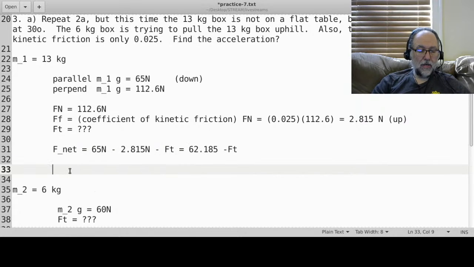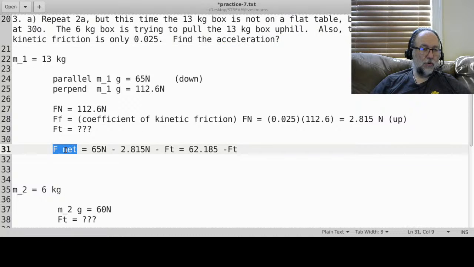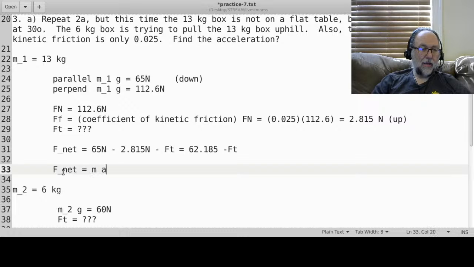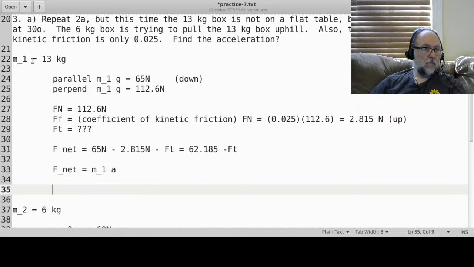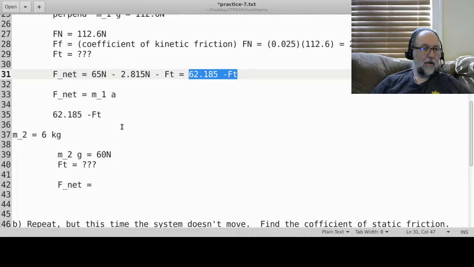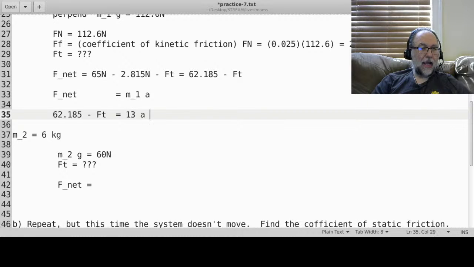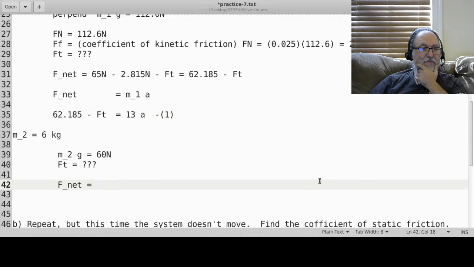And we're going to use that in Newton's second law. Remember, to get to the acceleration you go through F net, and here's the formula that connects F net to ma. It's m1a because we're talking about the 13 kilogram. For F net we're going to write in this expression. Again, we can't do any better because we don't know Ft yet. For m, we're going to put in 13 because it's m1, and then a. So there's equation number 1. Great. That's it for that one.